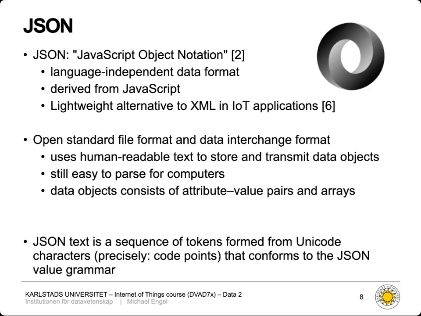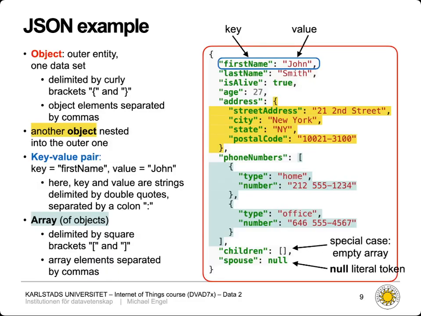In general, JSON text is a sequence of what we call tokens, and these tokens are again formed from Unicode characters, or precisely Unicode code points. And we have a so-called grammar that we require every JSON document to adhere to. So a grammar gives you the structure of a document in JSON. And if you write a JSON parser to understand JSON, or if you write a JSON generator, you need to implement the rules of this grammar.